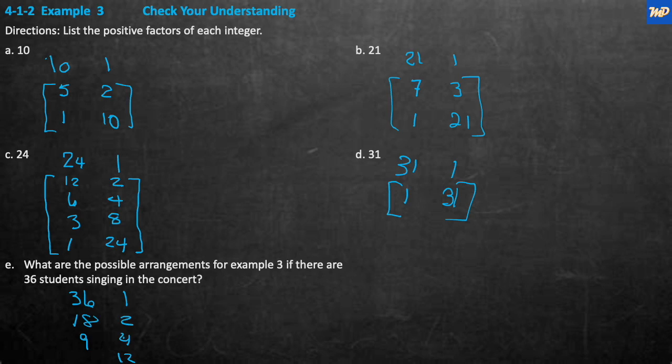Well, the rules said that we couldn't have less than 5. So the factors that we can have here are 36, 1, 2 and 18, 9 and 4. They have to be even rows, right? So we could have 3 and 12, but we can't have less than 5. So these are excluded. So we can have a row of 36 students, one row. We can have 2 rows of 18 students, or we can have 4 rows of 9 students and have even rows. Okay?